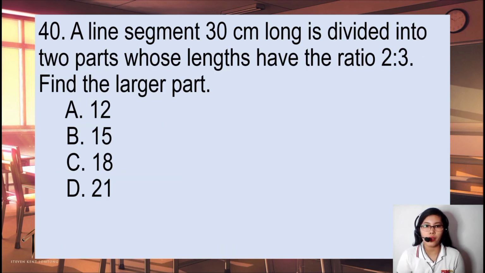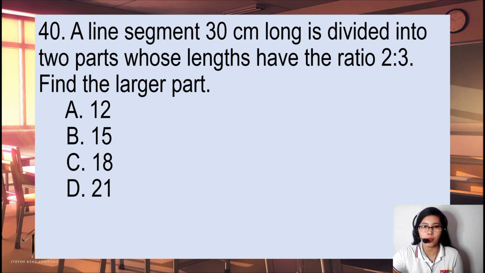Now let's have here some examples about ratio, proportion, and variation. Question number 40: a line segment 30 cm long is divided into two parts whose lengths have the ratio 2:3. Find the larger part. In this problem, we have a given ratio of 2:3, and the total length is equal to 30 cm.